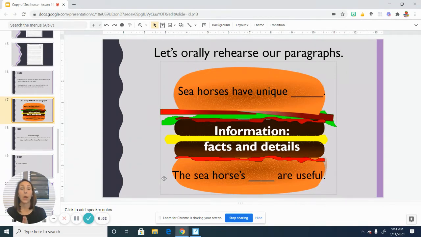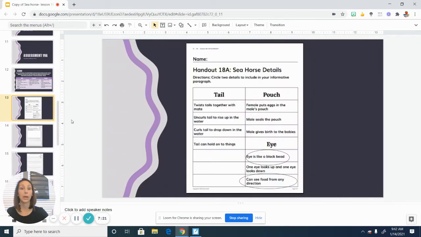Okay, so I have the sentence starters for you for the topic sentence. Seahorses have unique blank. And this is where you're going to write the feature that you chose. So if I were writing this and practicing it out loud first, I would say seahorses have unique eyes, because that was the feature I chose from my chart up here.